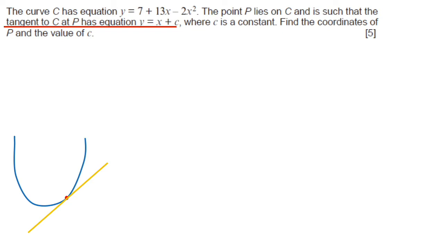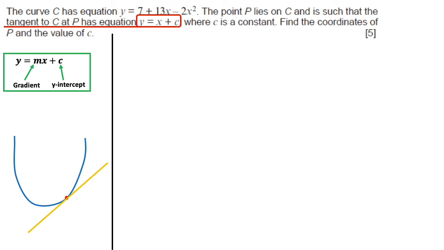So we also need to remember what we know about straight line equations. A straight line equation can always be written in the form y equals mx plus c, where m represents the gradient of the line and c represents the y-intercept. If we have a look at the question again, we were given the equation of the tangent, y equals x plus c. That is of the form y equals mx plus c.